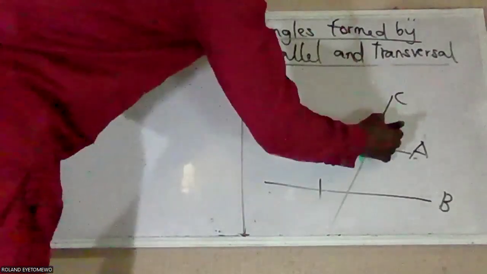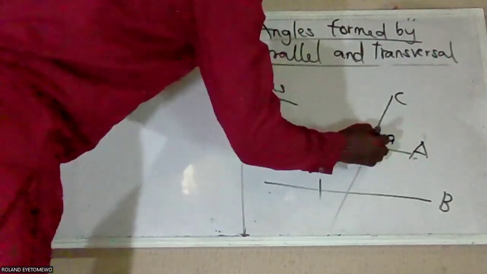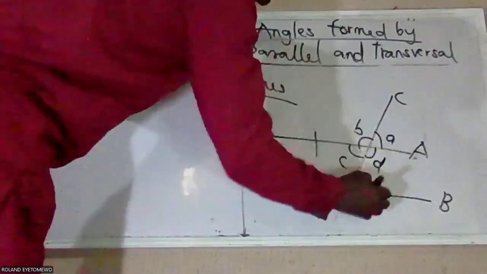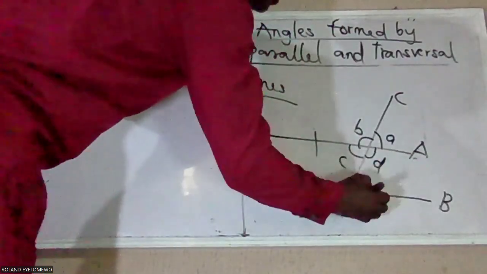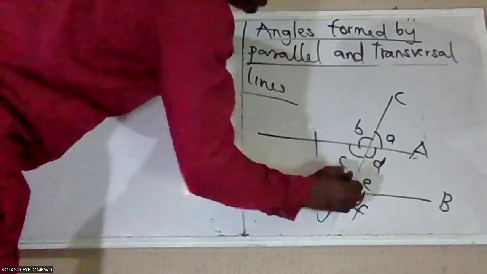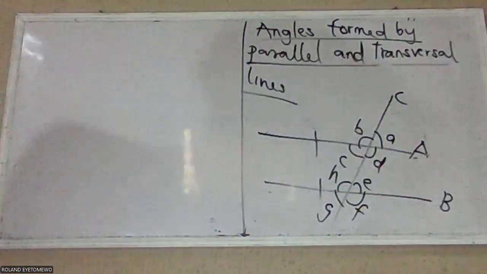So an angle is formed here. Let me call this angle A. Let me call this angle B. Let me call this angle C. Let me call this angle D. Let me call this angle E. Let me call this angle F. Let me call this angle G. And let me call this angle H.